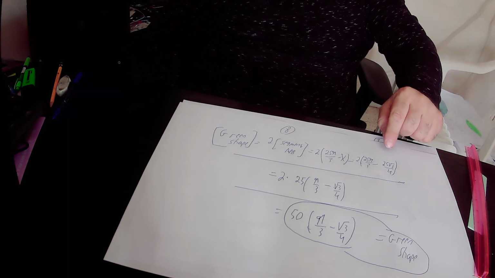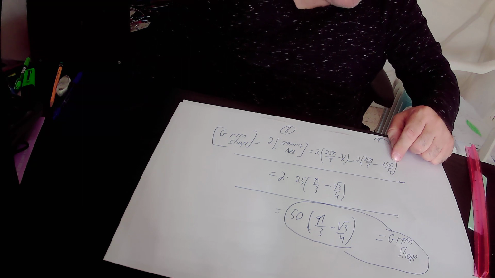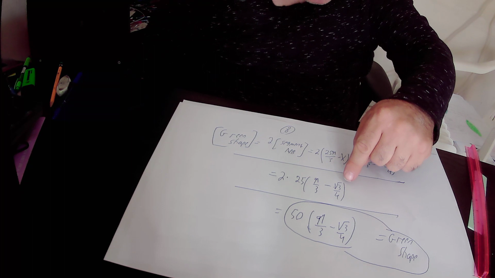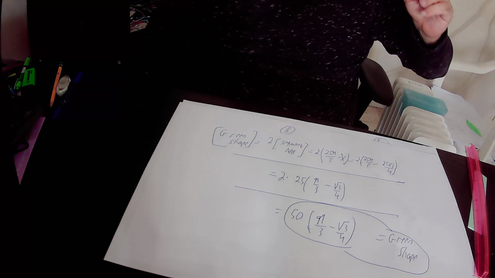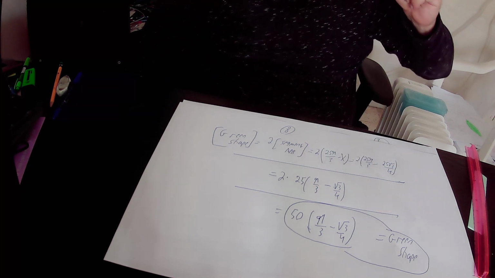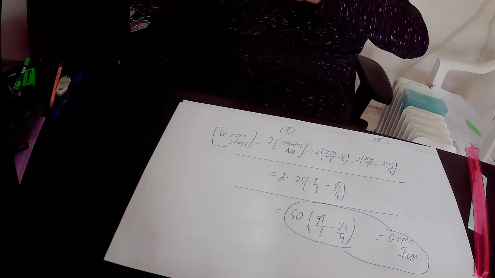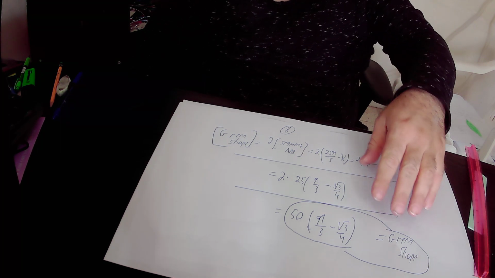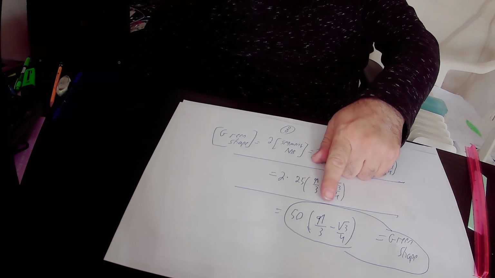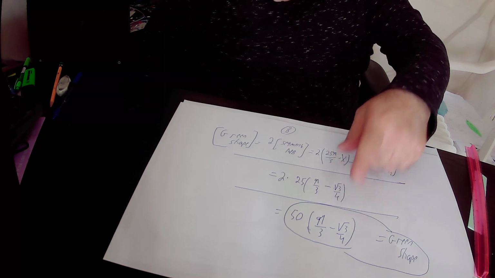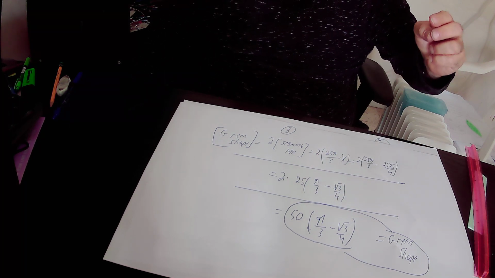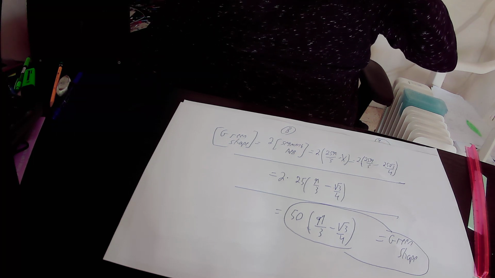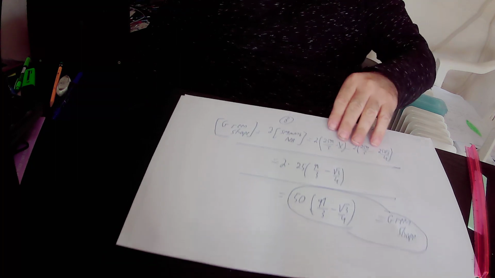And what is left from minus 25 times square root of 3 over 4 after we took 25 as a common factor? It is minus square root of 3 over 4. And 2 times 25 is 50. So in conclusion, we found out that the area of the green shape equals 50 times pi over 3 minus square root of 3 over 4 square units. I repeat again, the area of the green shape equals 50 times pi over 3 minus square root of 3 over 4 square units.